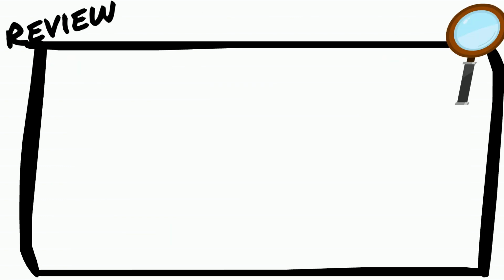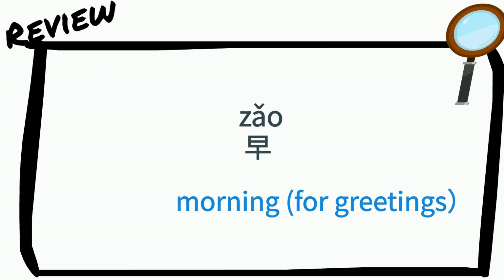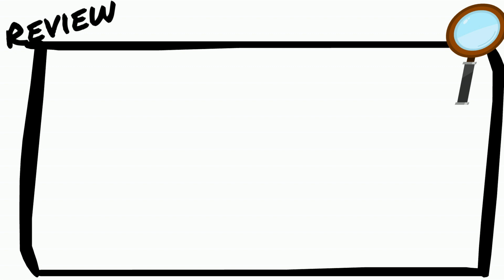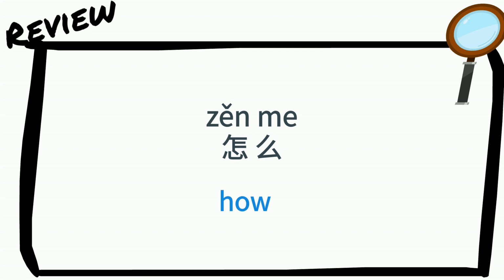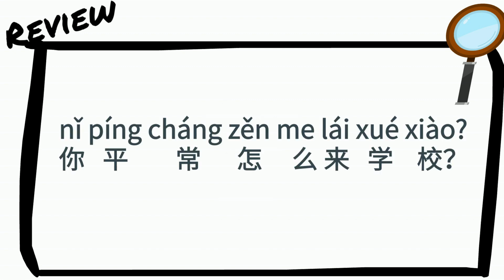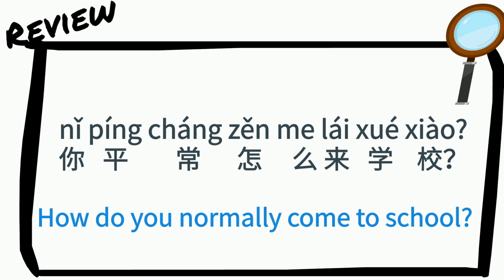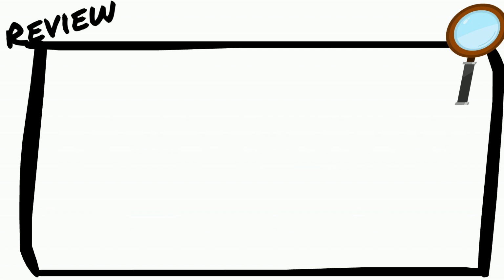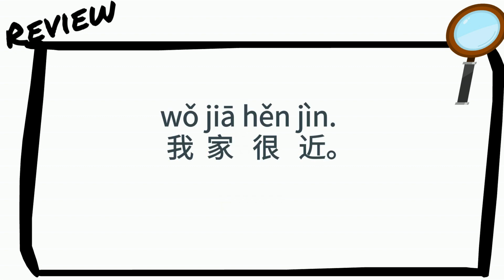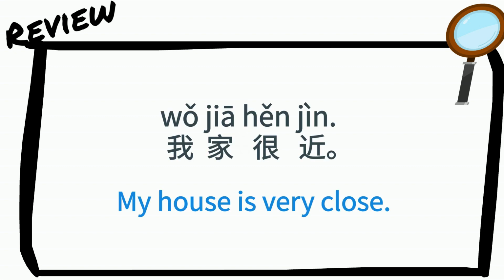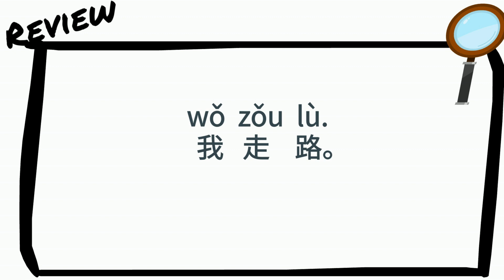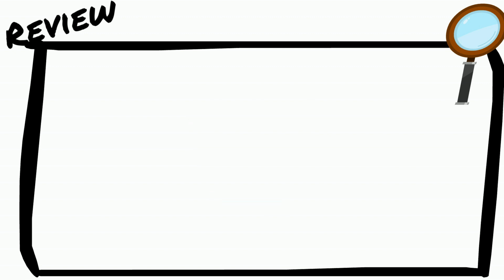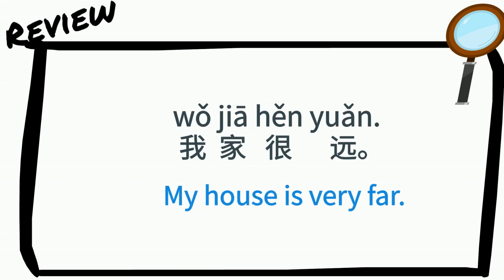Now it's time to review. 早 morning, which is used for greetings. 平常 normally. 怎么 how. 你平常怎么来学校？ How do you normally come to school? 近 close. 我家很近 My house is very close. 走路 to walk. 我走路 I walk. 远 far. 我家很远 My house is very far.